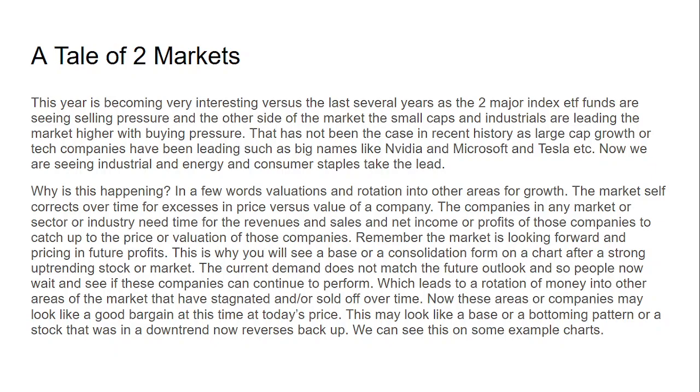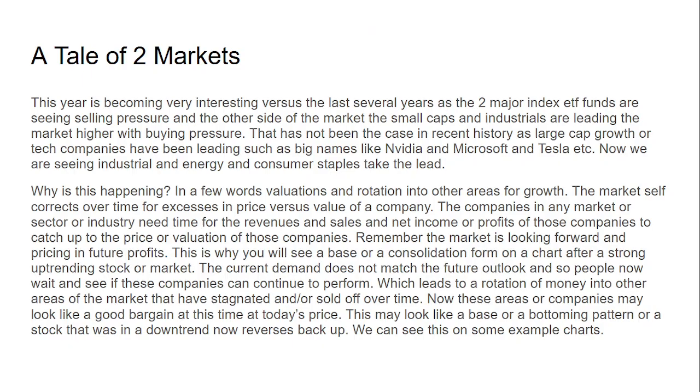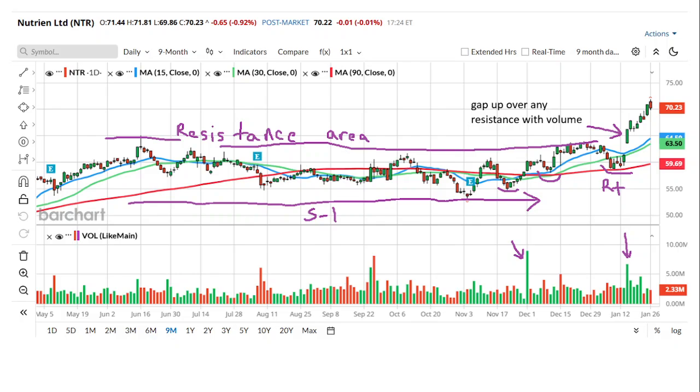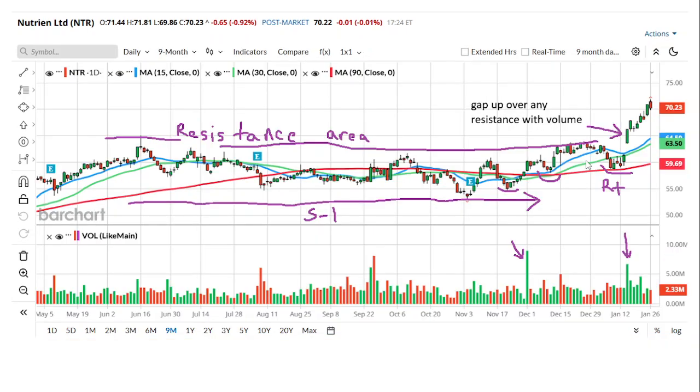Now, these areas or companies may look like a good bargain at today's price, which is what I think we're seeing in this chart of Nutrien, right? It's sold off and now it's looking like a better bargain, so to speak. So now this may look like a base or a bottoming pattern, a stock that was in a downtrend now reverses back up. We can see this on some example charts. Again, this would be considered a bottoming pattern or a stage 1 base, and it looks like it's going to return to this uptrend this year.